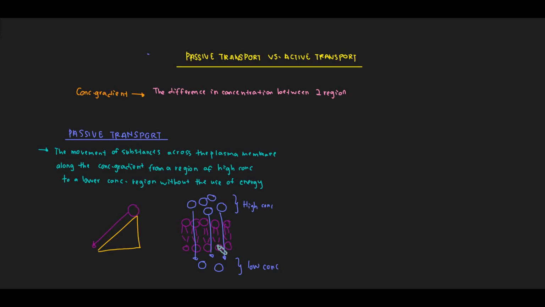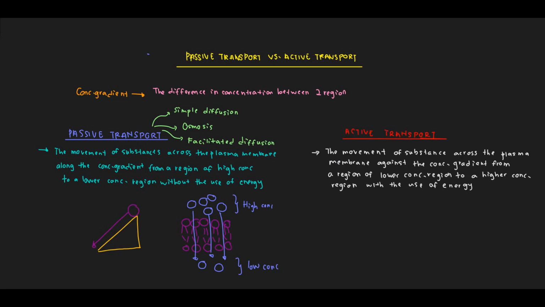There are 3 types of passive transport. First, we have simple diffusion. Secondly, we have osmosis. And the third one, we have facilitated diffusion. Perhaps I would do an individual video for each and every one of these transports, simple diffusion, osmosis and facilitated diffusion, probably in another video. So now let's dive into active transport.